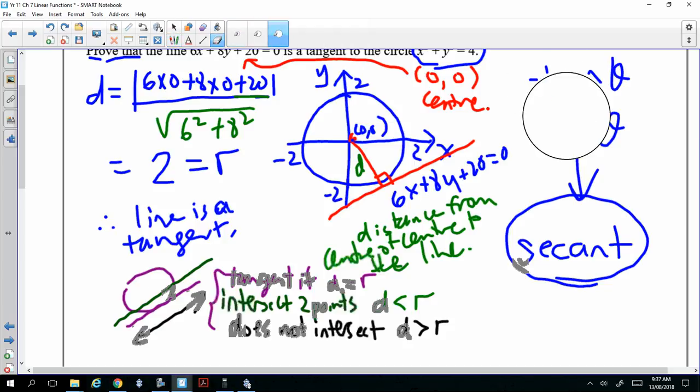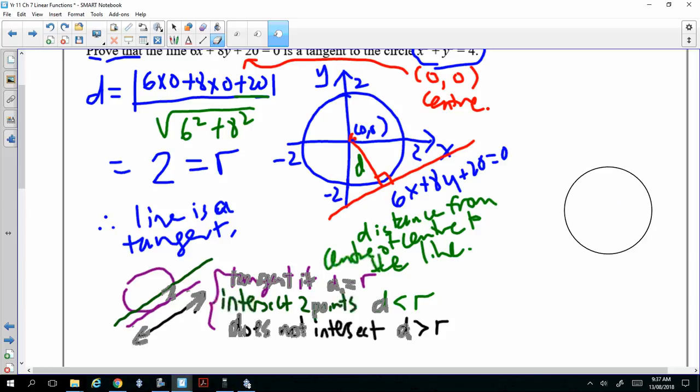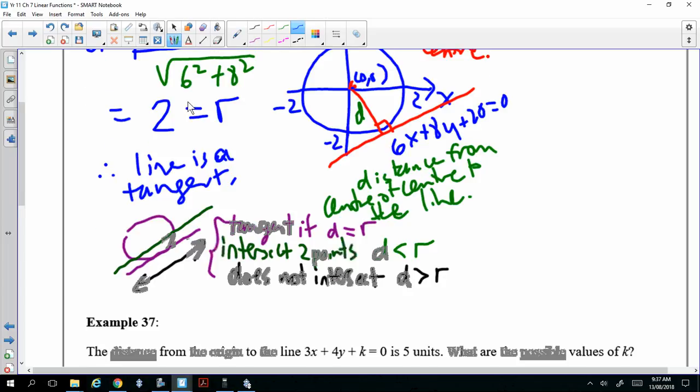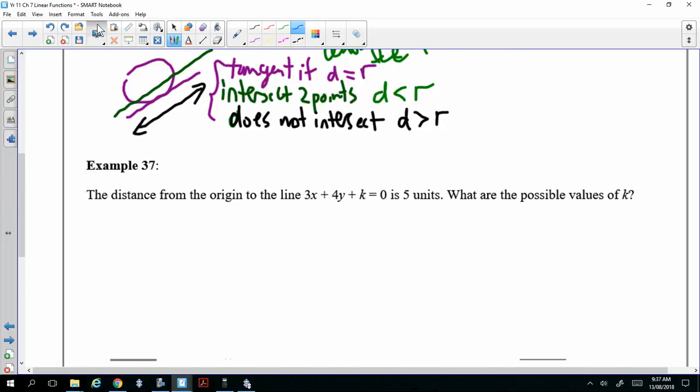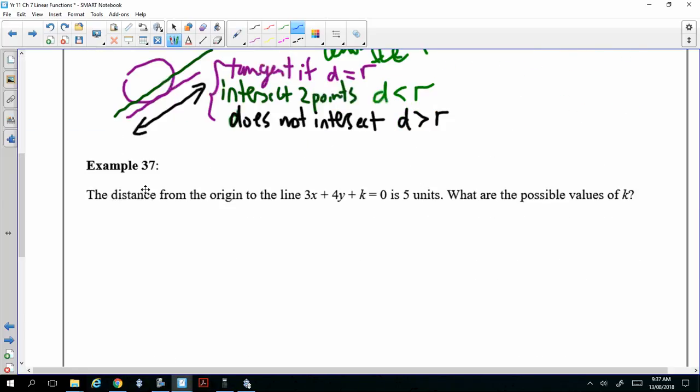Alright, let's move on. Have you all finished? Yes? Let's do another example. This one needs some algebra. Now, how does that work? This one, they give you the distance is 5, right? And they don't tell you what k is. You have to find out what k is.